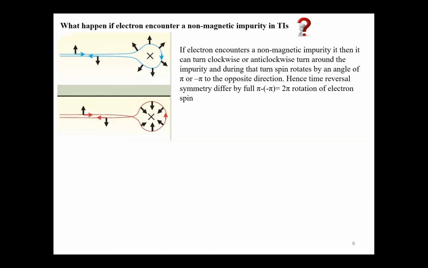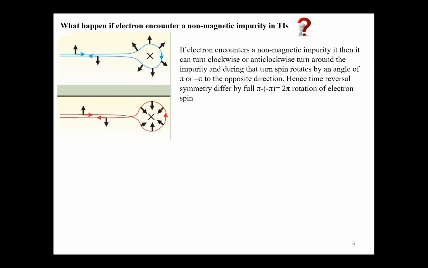So what happens if the electrons encounter a non-magnetic impurity? If an electron encounters a non-magnetic impurity, since it doesn't have a backward moving channel or back scattering channel, it will just take a clockwise or an anti-clockwise turn around that impurity, because the surface states are protected by time reversal symmetry in the case of a non-magnetic impurity.